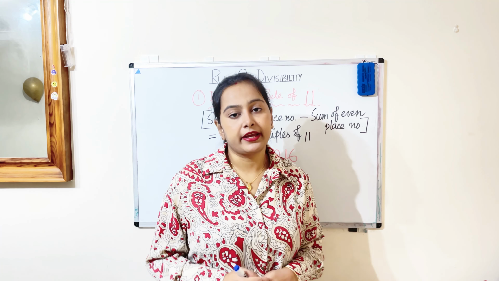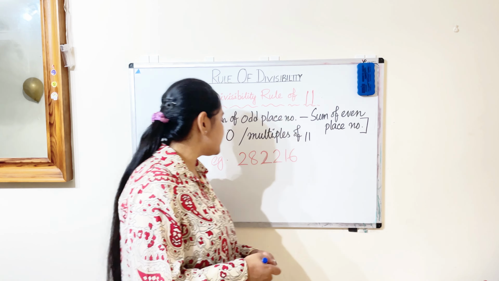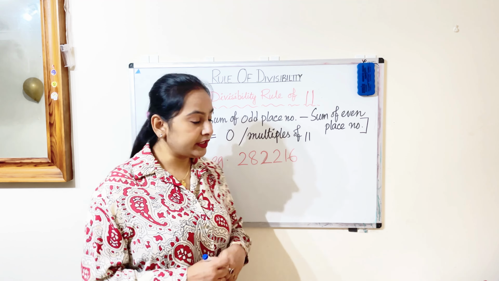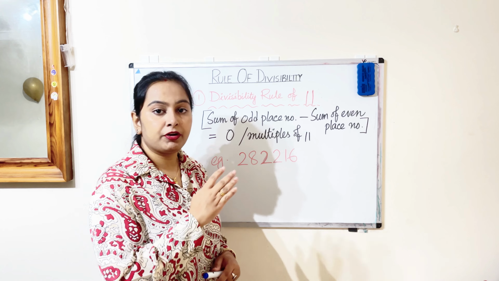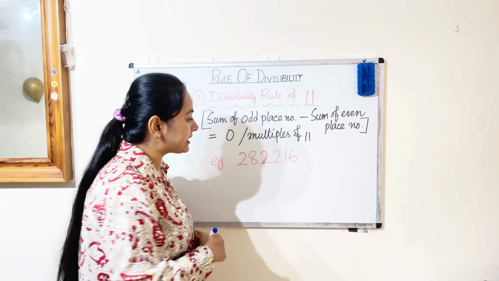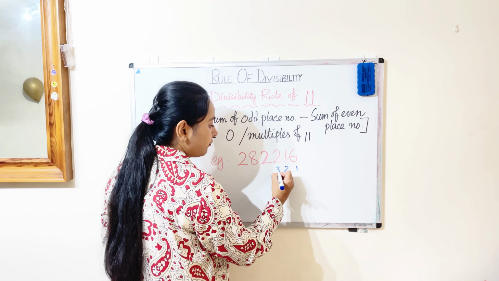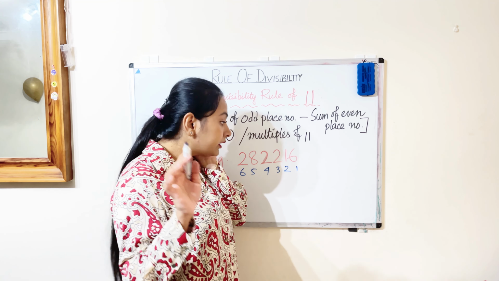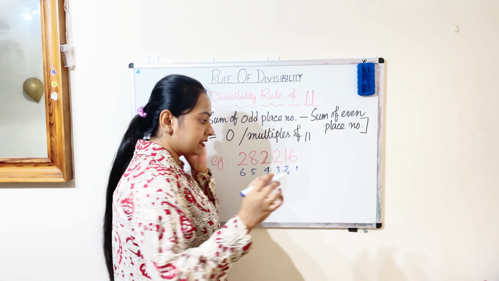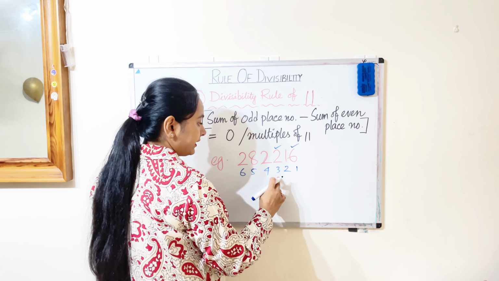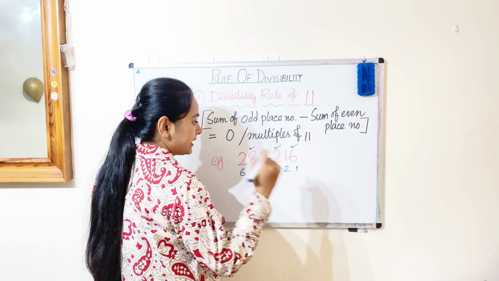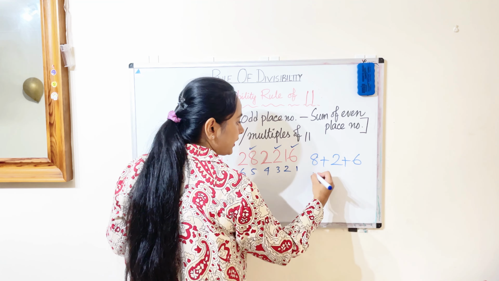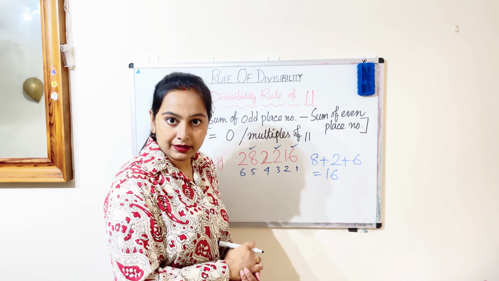So students, I have taken here a large number, that is 282216. First thing we need to do is mark 1, 2, 3, 4 from right hand side to left hand side: 1, 2, 3, 4, 5, 6, right? Then we focus on the odd place digits. This one is at the third position, and at the fifth position is 8. So we add 8 plus 2 plus 6. What are we getting from there? 16, right?